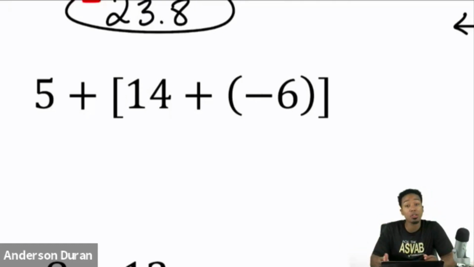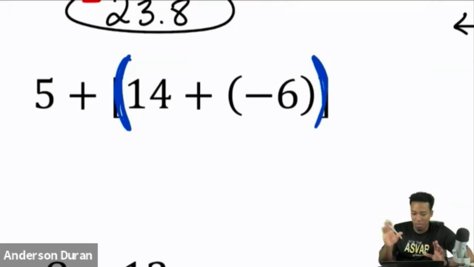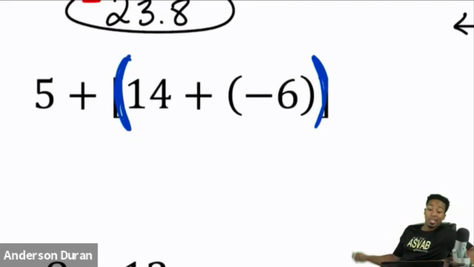Right, we always take care of the parentheses first. So this curly bracket looking thing here, yep, that is still a parentheses, all right? I can pretend that this is like this if I wanted to. If it helps you out a little bit, it's all good. Whatever helps you sleep at night. But long story short, if I'm looking at this parentheses here, I got 14 plus a negative 6.